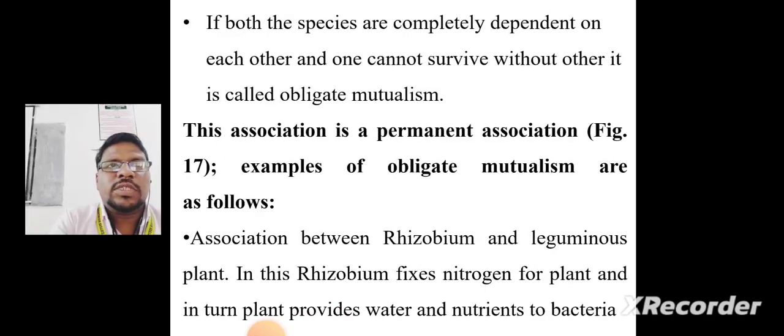If both species are completely dependent on each other and one cannot survive without the other, it is called obligate mutualism. This association is permanent. For example, the association between rhizobium and leguminous plants. Rhizobium is a bacterium that fixes nitrogen for the plants, and in turn the plant provides water and nutrients to the bacteria.